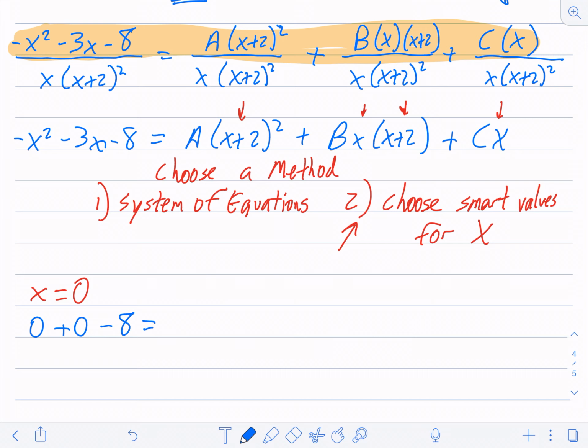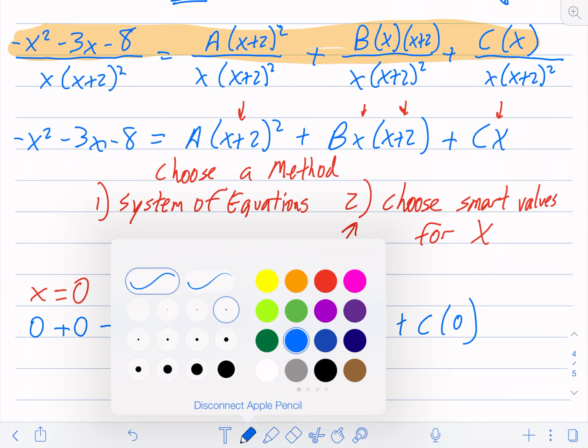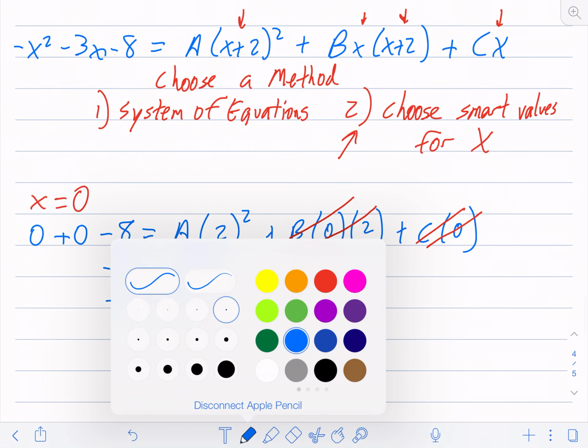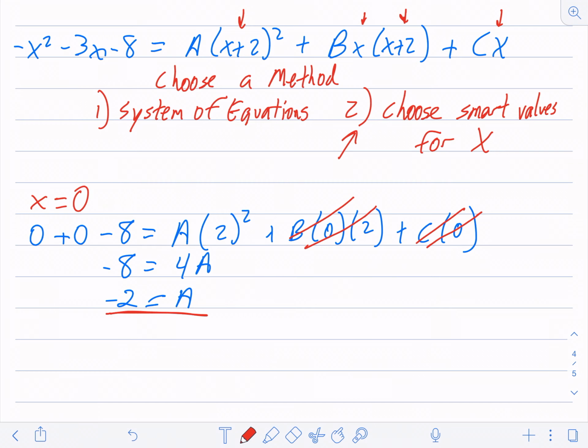And then minus 8 equals a times, well, 0 plus 2 is 2 squared, right? Because I got this 0 plus 2 quantity squared, plus b times 0 times 2, and then plus c times 0. Well, what happens here is this term cancels out and this term cancels out. So as a result, I'm just going to get negative 8 is equal to 4a, right? And if negative 8 equals 4a, then that means that a has to equal negative 2. So if a equals negative 2, there's one of my values. I found a equals negative 2.